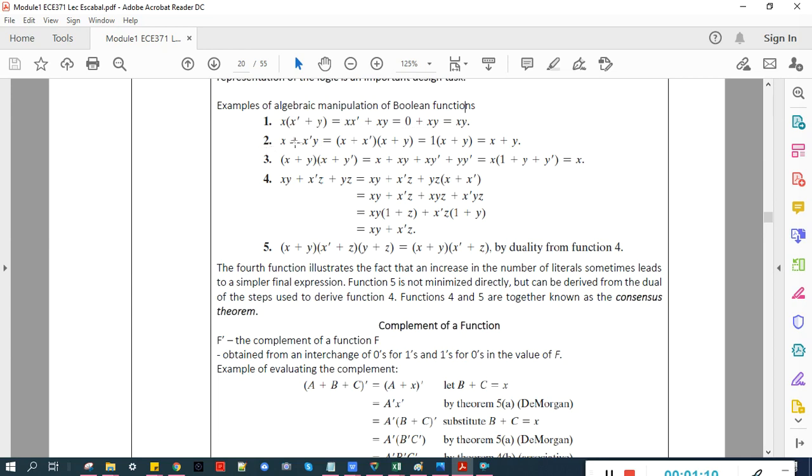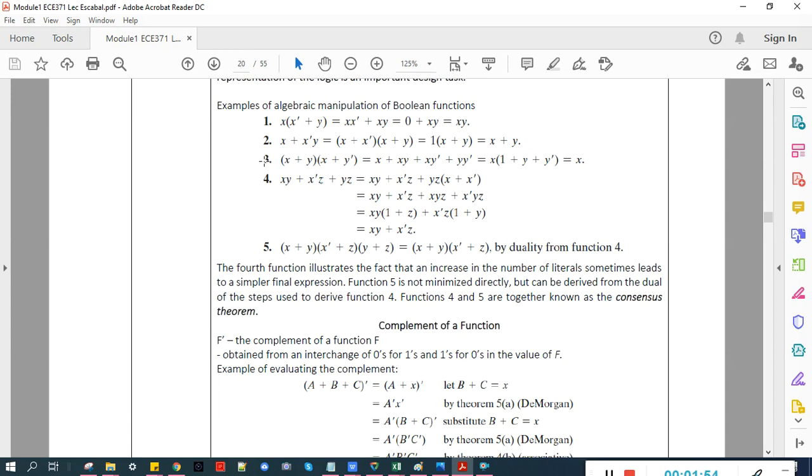For number 2, we have x + x'y. How are we going to simplify this? We apply the distributive property of OR over AND. So (x + x') and then AND it with (x + y). We distribute the OR operation. And we know that x + x' is equal to 1. So it becomes 1 ANDed with (x + y). So the simplified version of this is x + y.